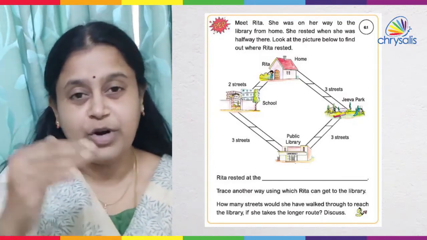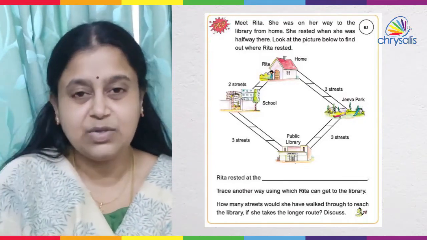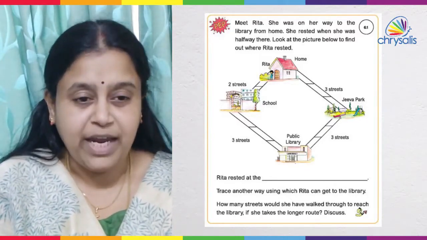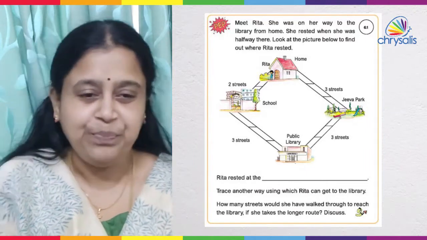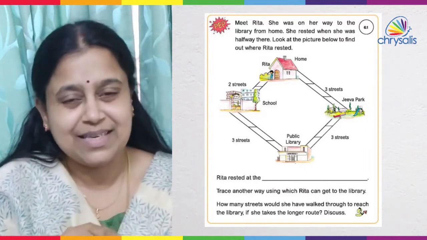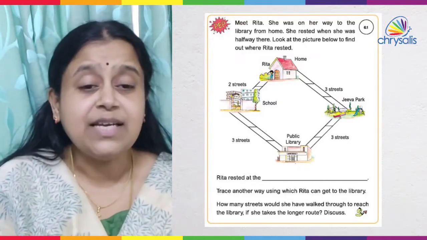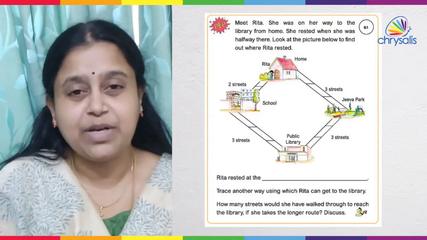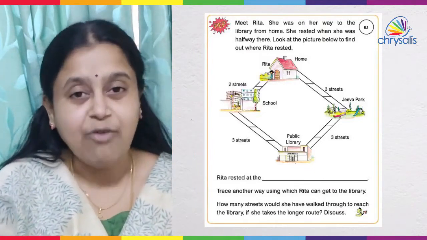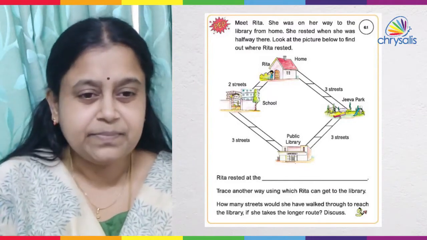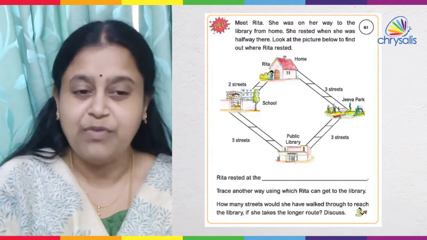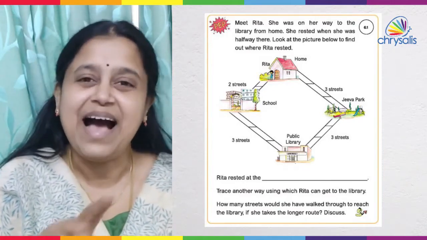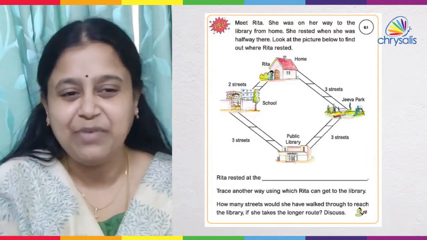Here, there are 4 images given and the streets are given. Meet Rita. She was on her way to the library from her home. You can see where her home is given in the picture. She rested when she was halfway there. When she was going to the library, in between, when it was halfway, she rested somewhere. Look at the picture below to find out where Rita rested. It is very simple. After seeing the pictures, we can easily find out.